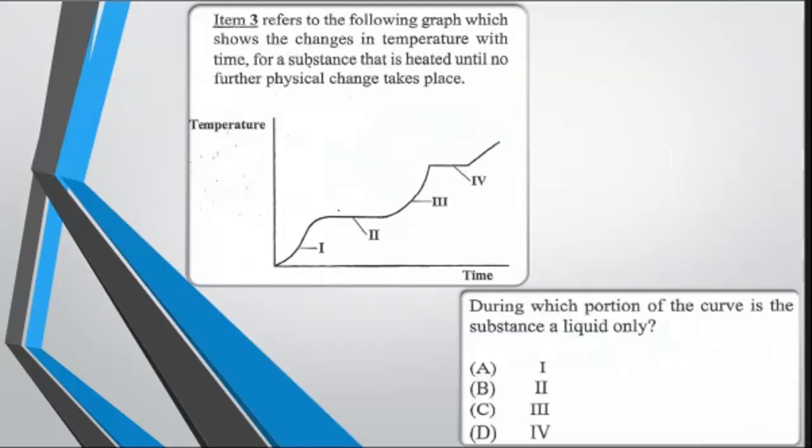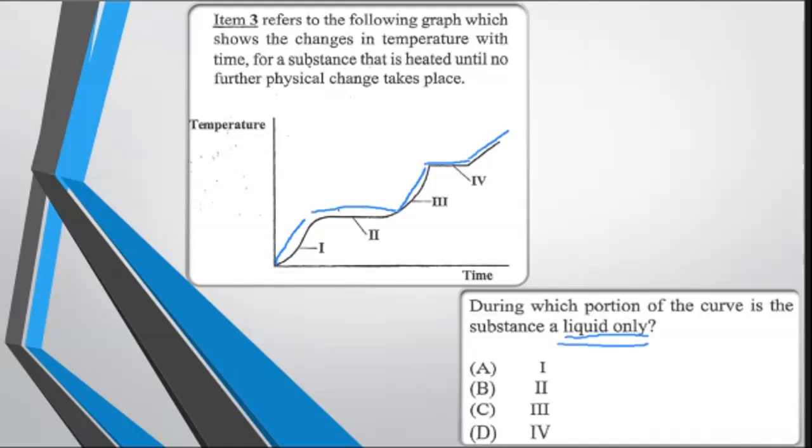Okay, question 3. Item 3 refers to the following graph, which shows the changes in temperature with time for a substance that is heated until no further physical change takes place. Now, when we look at it here, we see it starts off at this point, then it plateaus off. You have a flat line, then it begins to increase, then it plateaus off, you have another flat line, and then it begins to increase again. And they ask us, during which portion of the curve is the substance a liquid alone?